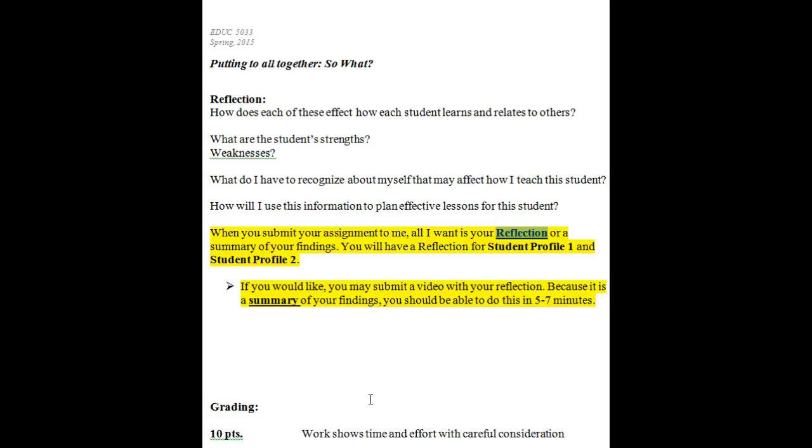In the future assignments, you're going to be planning specific lessons that will engage and help for effective teaching for each of these students. When you submit your assignment to me, all I want is your reflection. The reflection is basically a summary of your findings. I don't want you to give me all the data. I just want you to basically answer these four questions and think about what you need to do for each student. So don't turn in your whole project to me. Just the reflection, just your thinking, just your summary of what you found. You have a reflection for student 1 profile and student 2 profile.